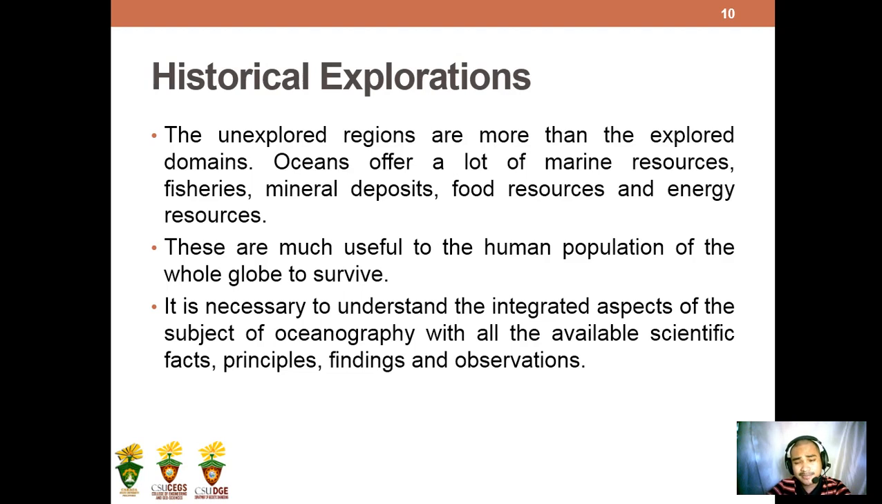Yes, of course, specifically in food, no, mga fishes. So these are very important, no, to human population to survive. And it is necessary to understand the integrated aspects of the subject of oceanography with available scientific facts, principles, findings and observations.